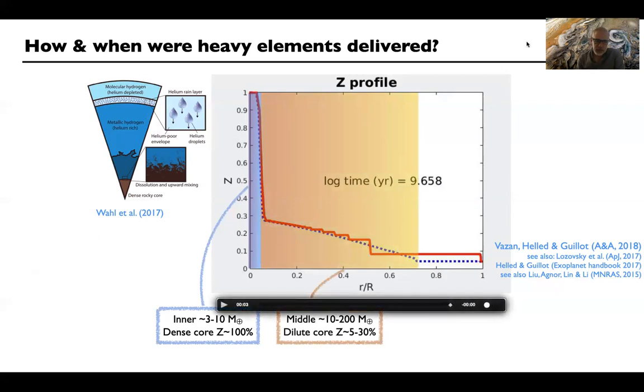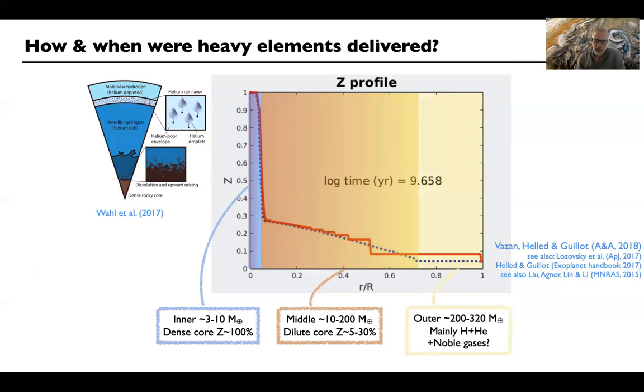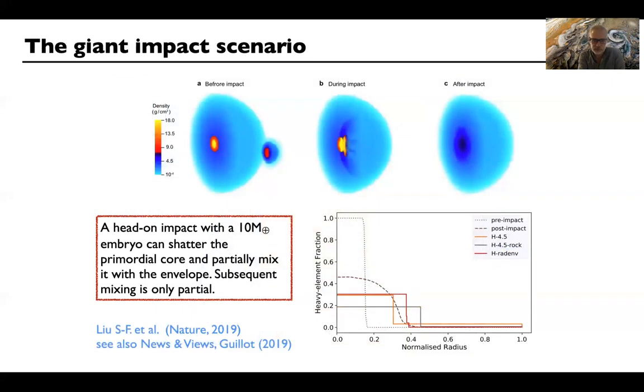So basically, we'll end up with an inner core that's dense but very small, and then a dilute core in which the heavy elements content can change by a few to several tens of percent, and then an outer envelope that's mostly hydrogen and helium with noble gases and some heavy elements. But it's not necessarily easy, in fact, to get this composition gradient in the first place.